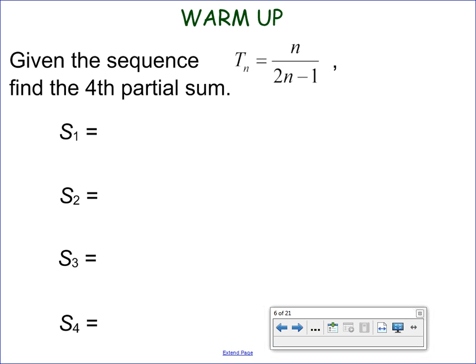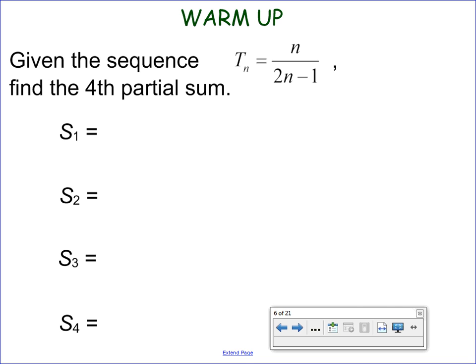Okay, ladies and gentlemen, so for our warm-up today, again, I want to make the distinction between a sequence and a series. A sequence is our collection, our list of objects, or in this case, numbers, our list of terms. A series is the sum of terms. And so let's go ahead and consider here the partial sums. We'll call S of n the nth partial sum.